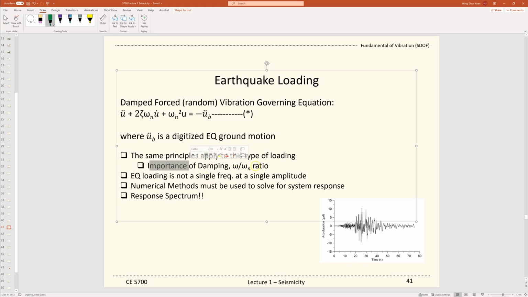And the damping is very important. The earthquake is not a single frequency at a single amplitude. The previous case number 3 is harmonic motion: you only have 1 frequency and 1 amplitude, even though it's cyclic loading. But this will be much more complicated. That's why closed-form solutions or analytical methods are almost not feasible because of the complexity we are dealing with. So we need to use other numerical methods to solve for the system response. And the response spectrum that we will talk about next will help with this issue.